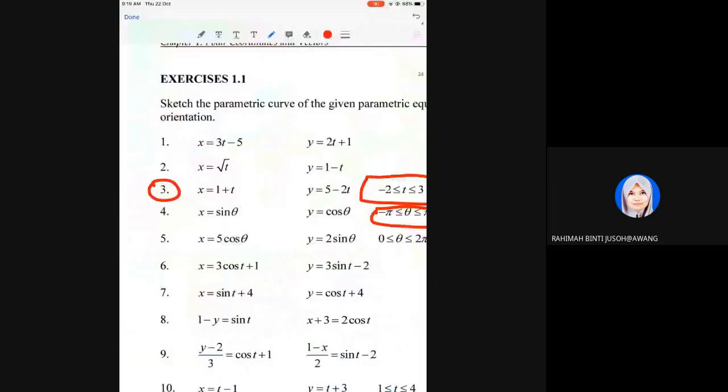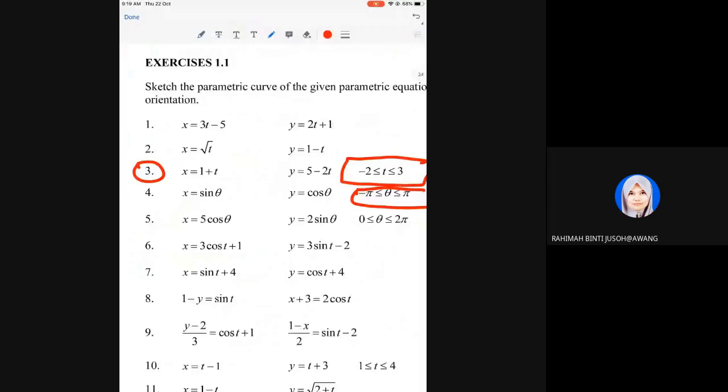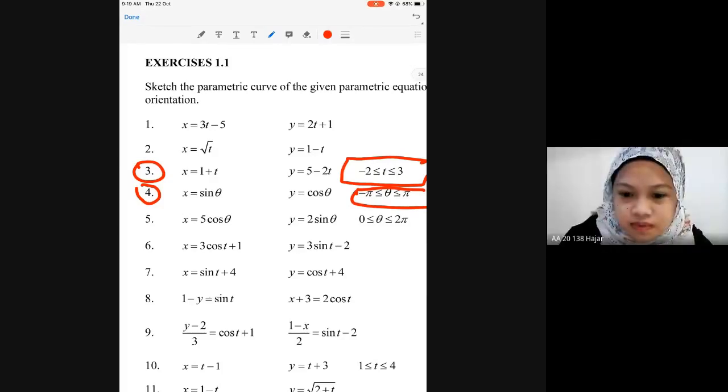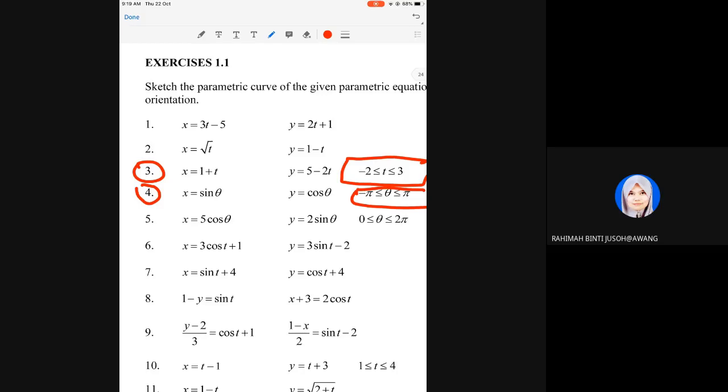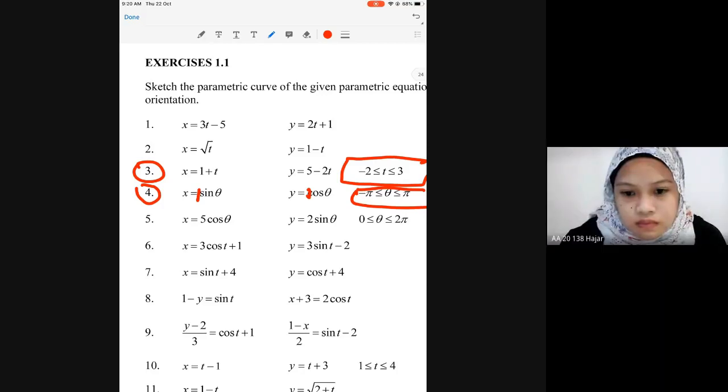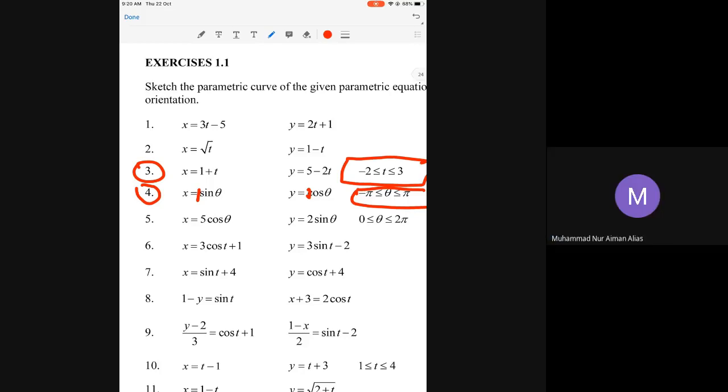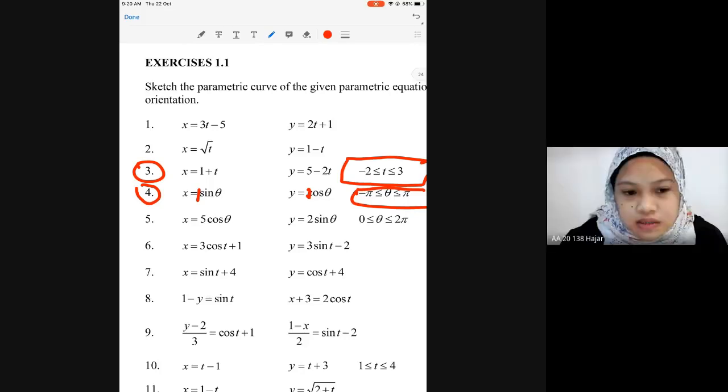Okay guys, if I ask you randomly now, what shape is the graph for question number 4? Ellipse or circle? Circle. Okay, the radius is 1, because the coefficient is 1. Okay, orientation would be clockwise or anti-clockwise? Clockwise. Clockwise, okay, well done.